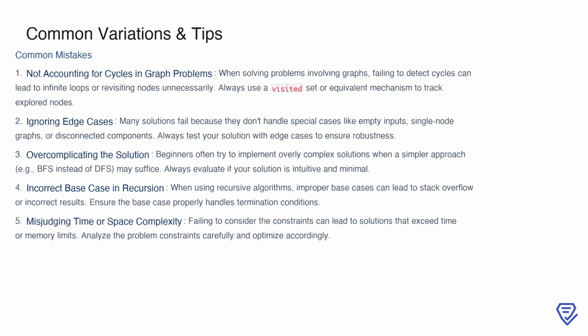Another mistake is overcomplicating the solution. Instead of jumping to a complex approach, consider whether something simpler, like BFS, might work just as well. Additionally, incorrect base cases in recursive algorithms can cause stack overflows or incorrect results, so always double-check that your termination conditions are properly defined. Finally, misjudging time or space complexity can lead to solutions that perform poorly or exceed limits. Carefully analyzing constraints can help you optimize your solution effectively.